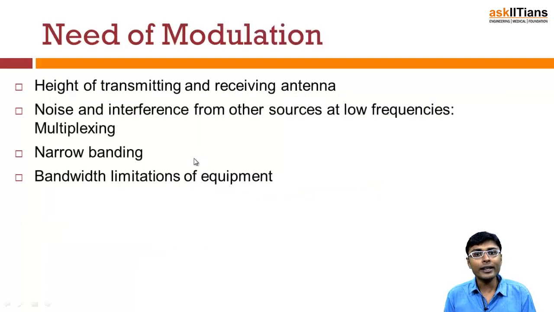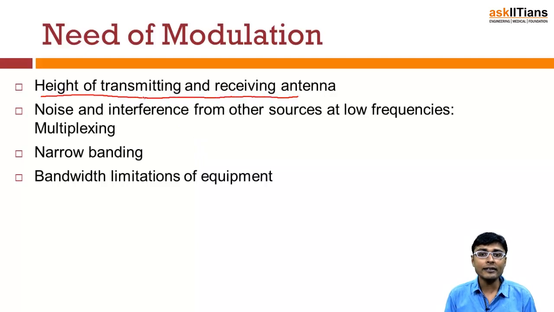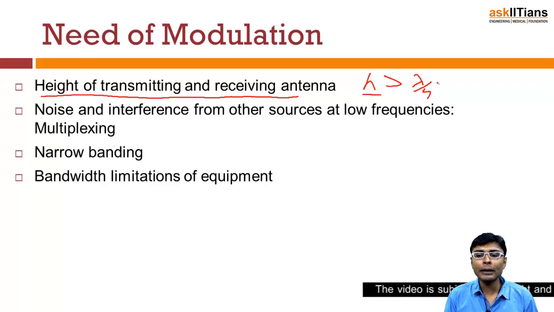First of all, let us see what is the need of modulation. Why do we require this modulation? The first reason is the height of the transmitting and the receiving antenna. The height of the transmitting and receiving antenna depends upon your modulating frequencies. The height of any antenna, whether transmitting or receiving, should be at least greater than lambda by 4.